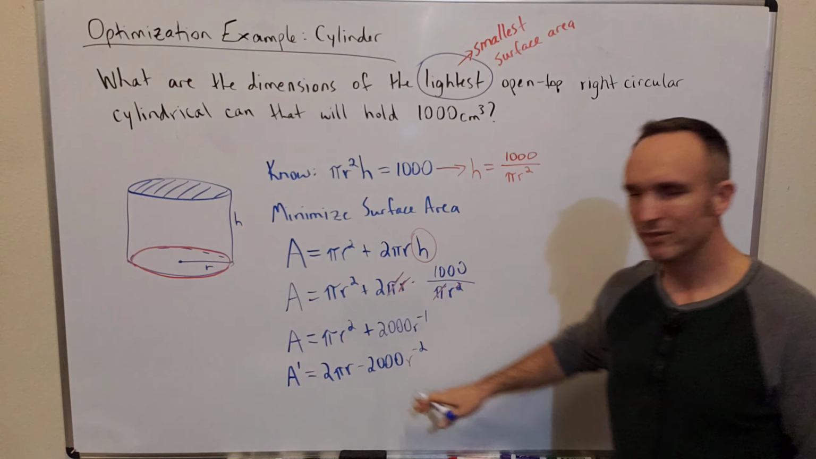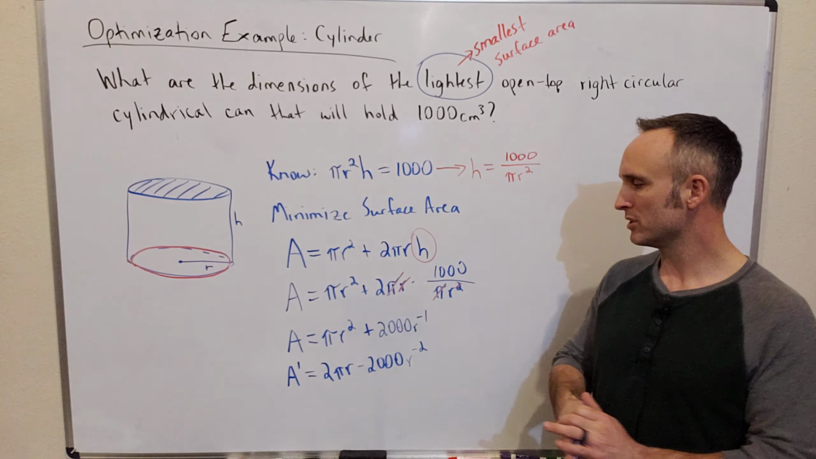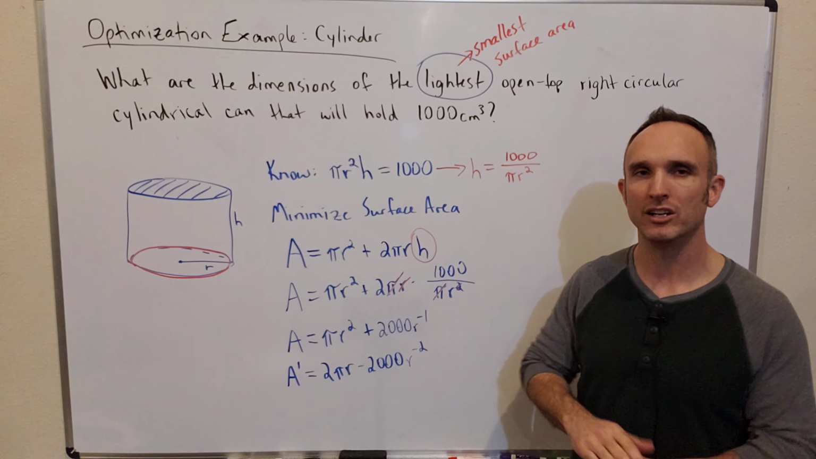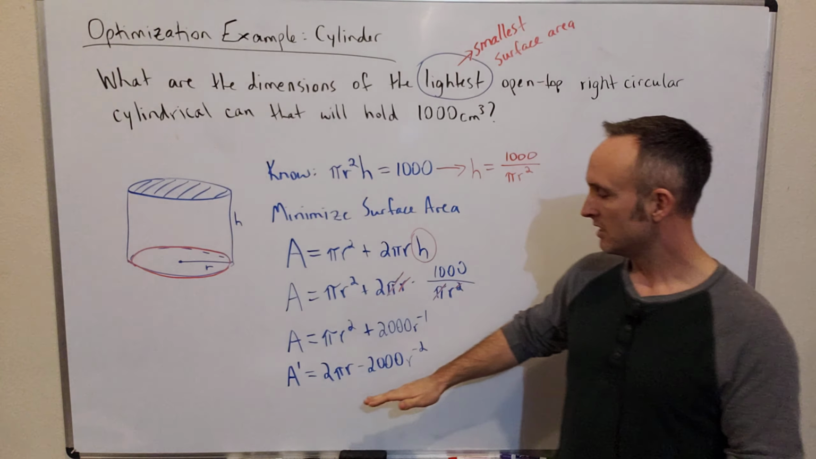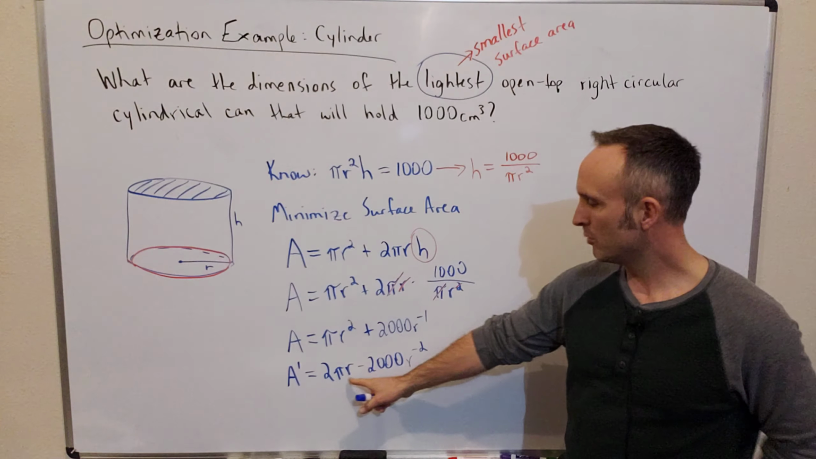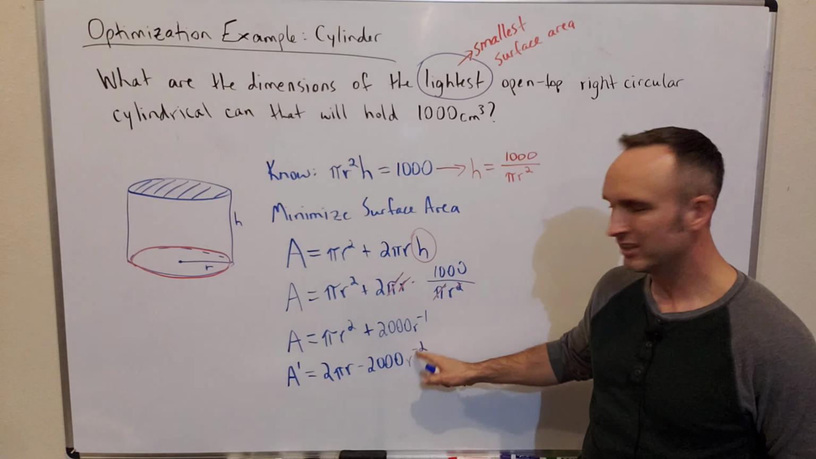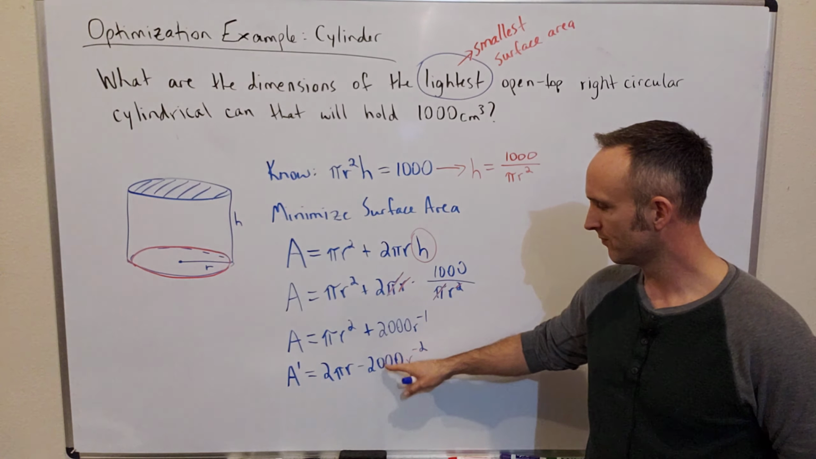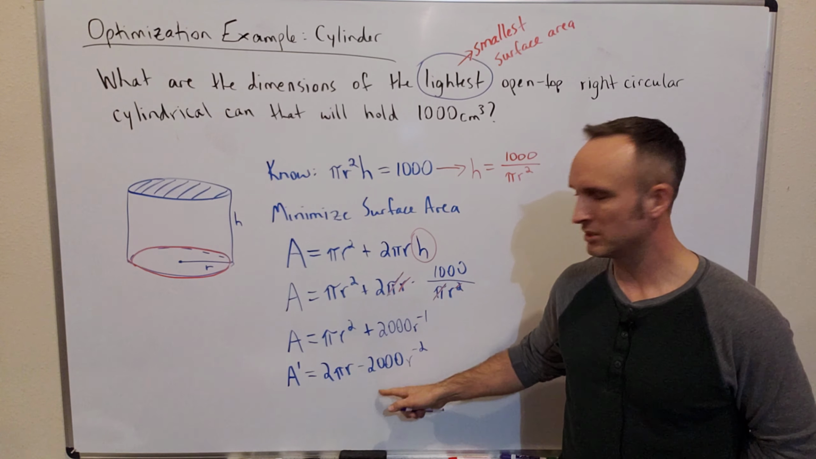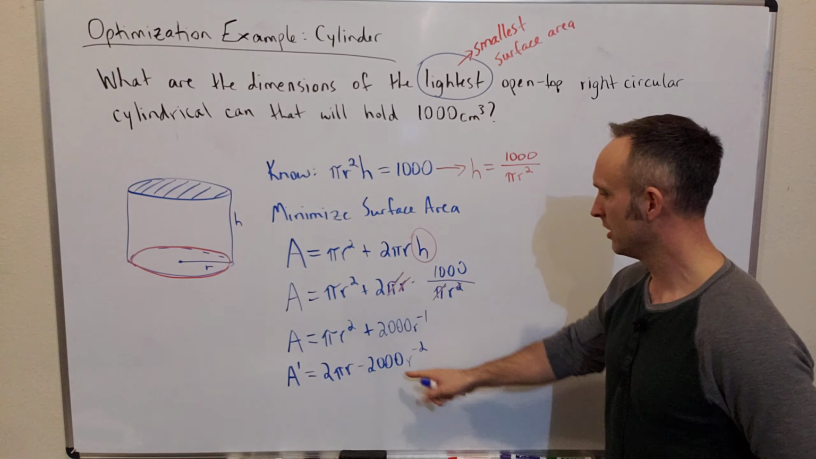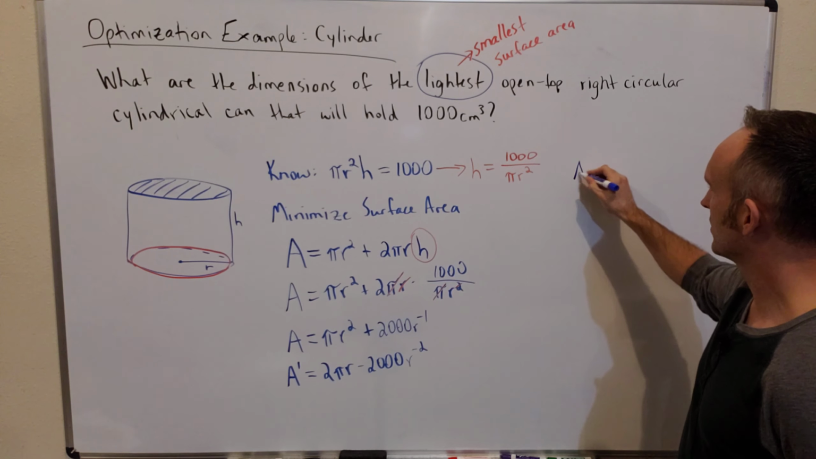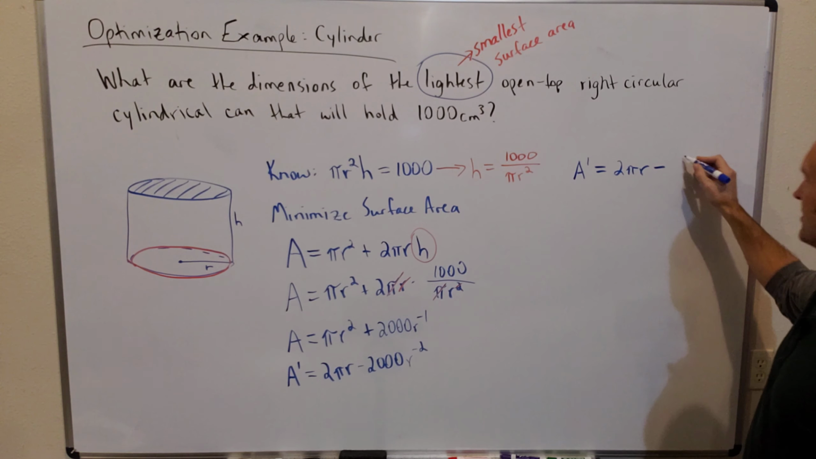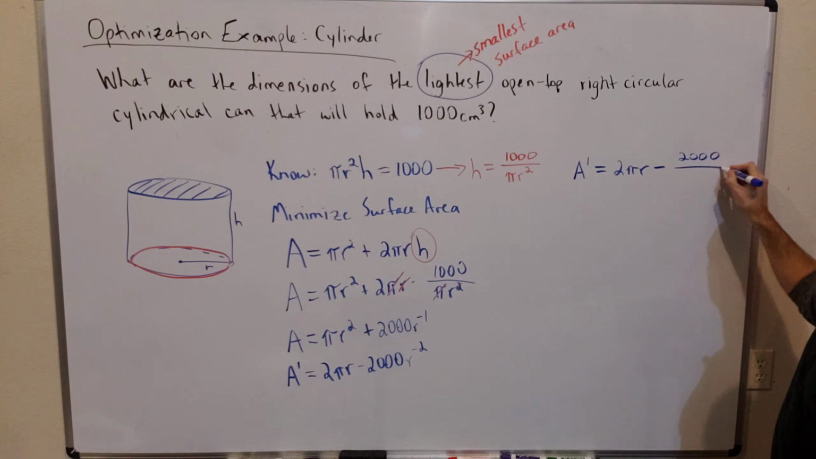So there's my derivative. I need to now find the critical number so that I can use this derivative to find the minimum of my area function. So critical numbers tells me that, because r to the negative second is actually dividing by r squared, this is a fraction. So I might want to combine these with a common denominator to help me find my critical numbers. So that's what I'm going to do up here. So A prime equals 2 pi r minus 2,000 over r squared.